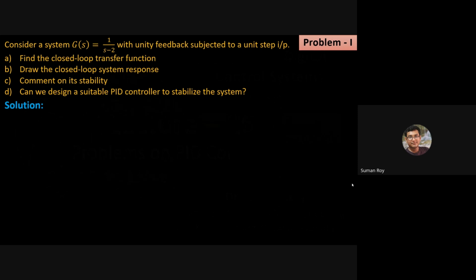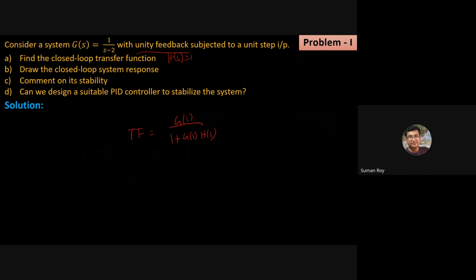Let's consider a system G(s) equal to 1 by s minus 2 with a unity feedback subjected to a unit step input. Find out the closed loop transfer function. The first question is super easy. As you all know, G(s) is given and unity feedback is mentioned, so you can take H(s) equal to 1. Once G(s) and H(s) are given, you can calculate the transfer function as G(s) by 1 plus G(s)H(s), since it is a negative feedback. That's why it is plus.